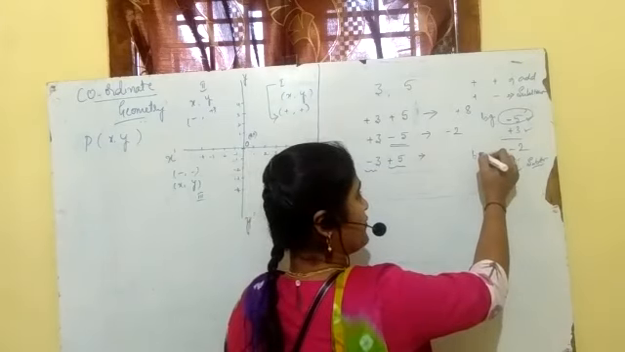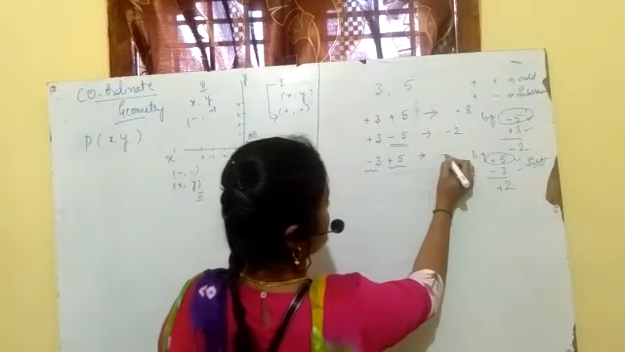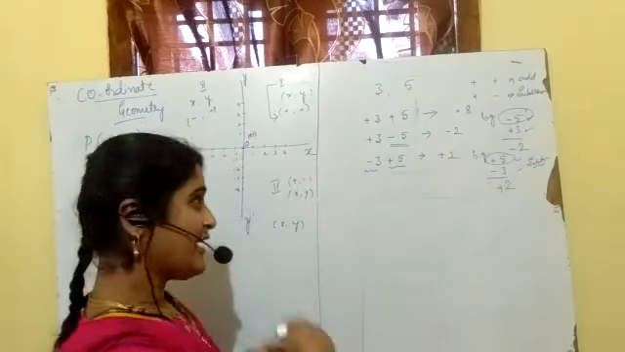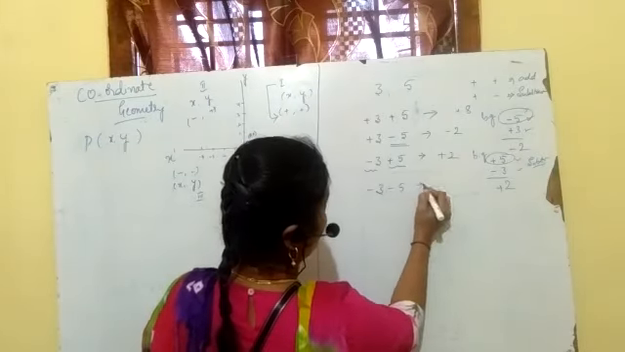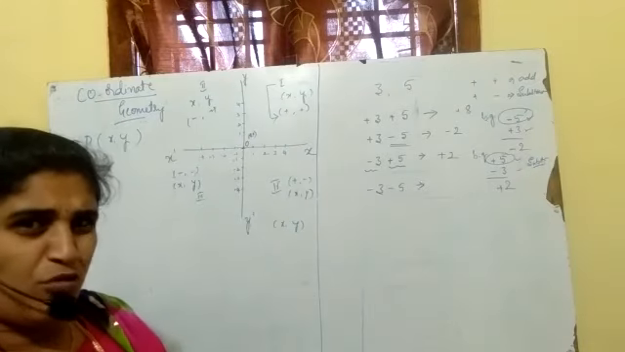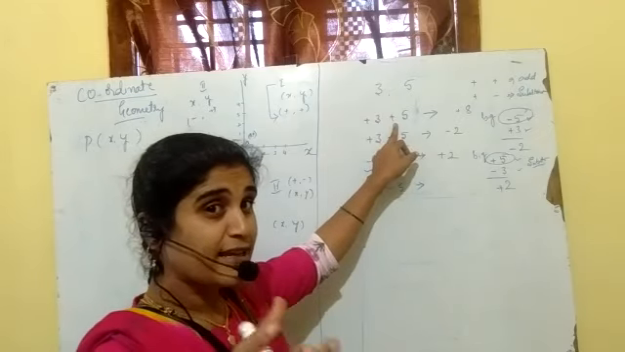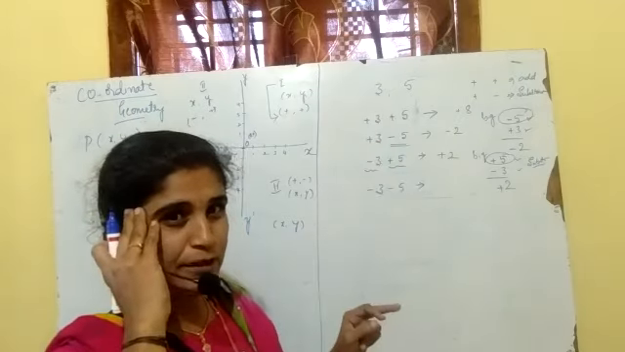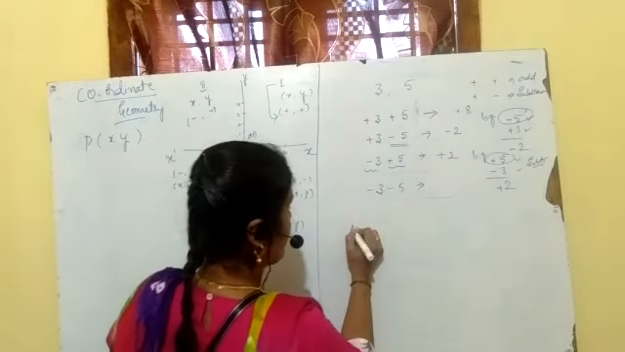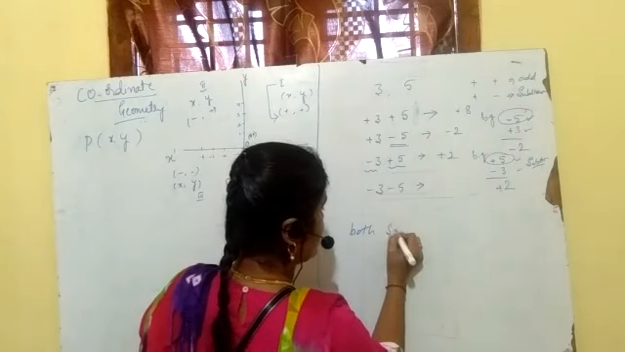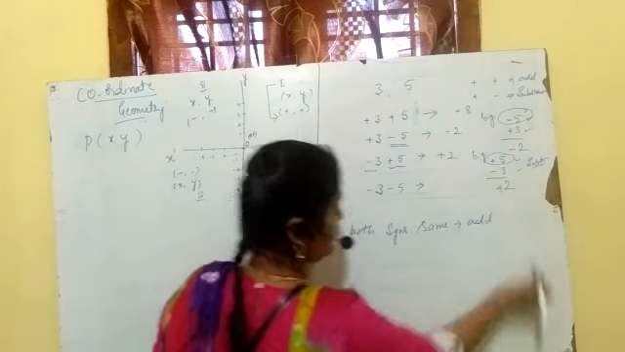Bigger number value is plus 2. Yes, that is why the answer is plus 2. Got it? Then I will change both the signs. Minus 3, minus 5. What happens? See, whatever you write, when both the signs are same, remember it, both the signs are same, add it. This is one best formula. Both signs same, add. Okay.